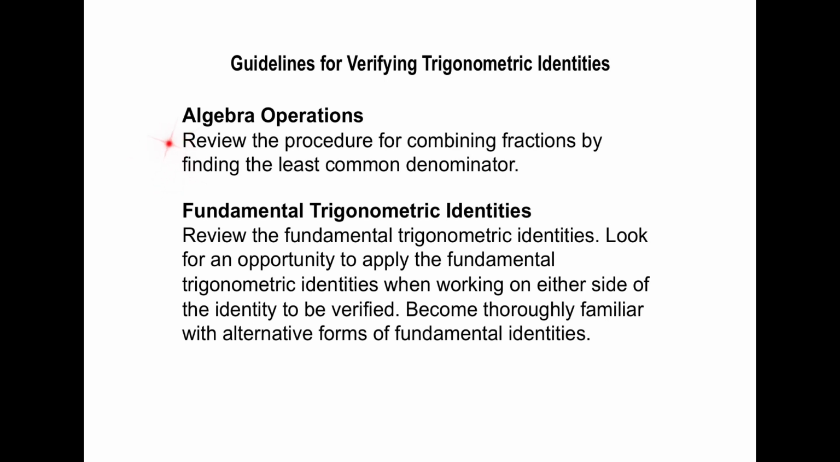So sometimes we want to add them together. So we're going to review how to use algebraic operations to do that. And review the fundamental trigonometric identities, looking for opportunities to apply the fundamental trig identities when working on either side of an identity. If we have a statement of equality, we say that's an identity. So two statements separated by an equal sign. We want to become thoroughly familiar with alternative ways of expressing these fundamental identities.